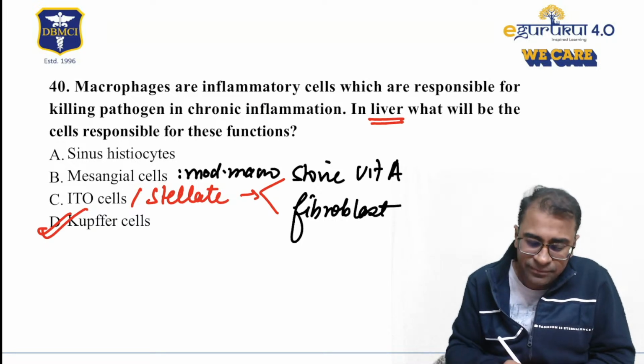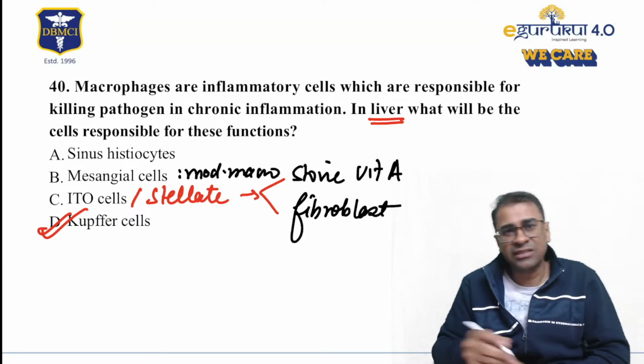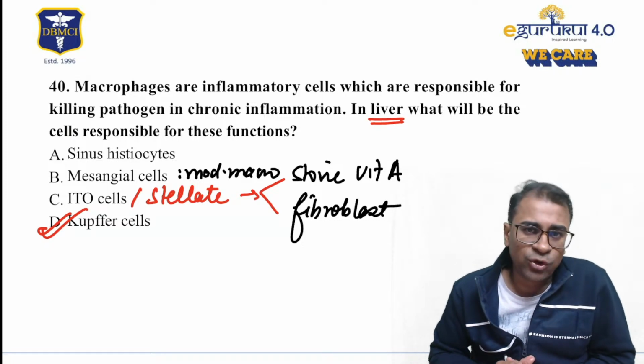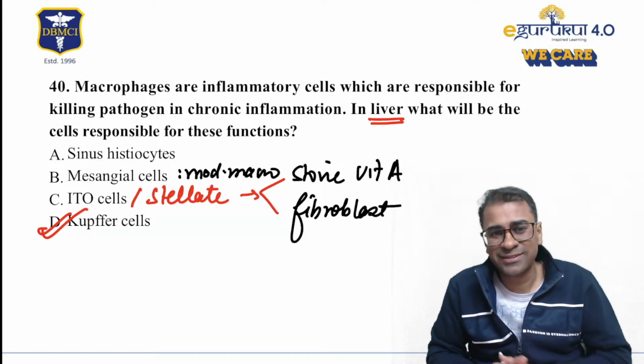In the kidney. Okay, and these are the other cells. Astrocytes also are macrophages, but they are present in different types of organs. Okay.